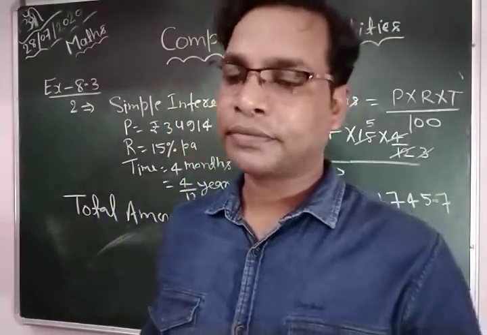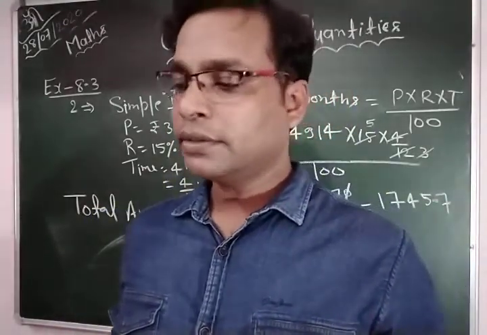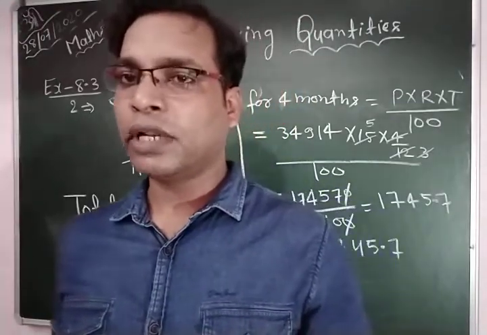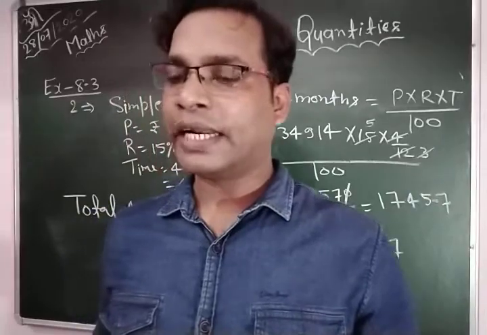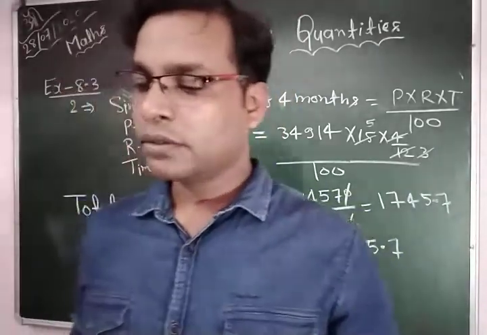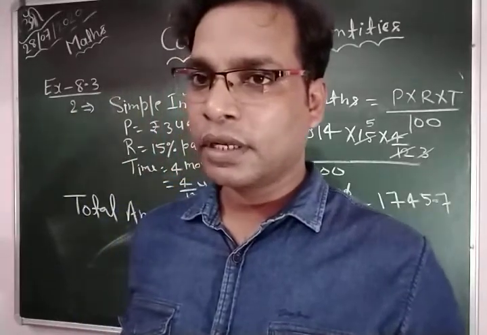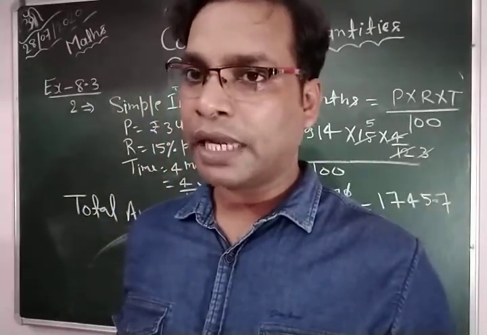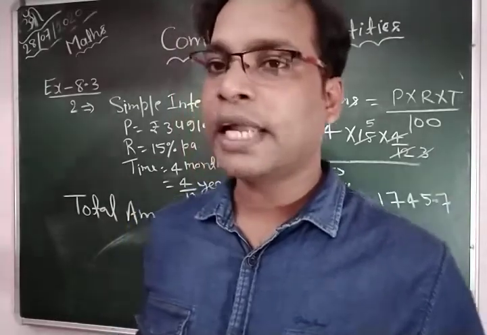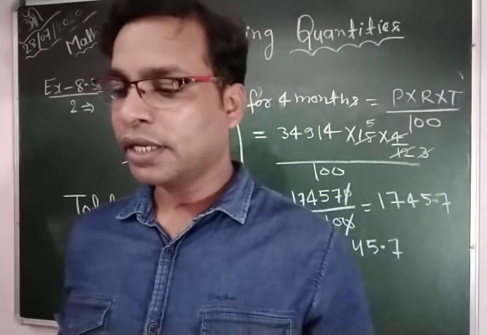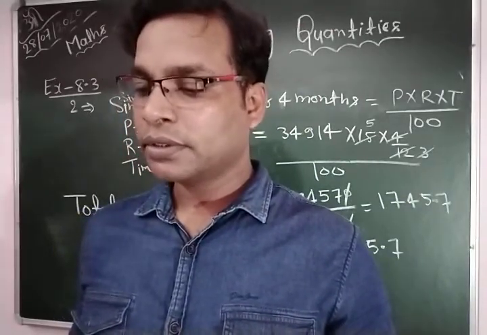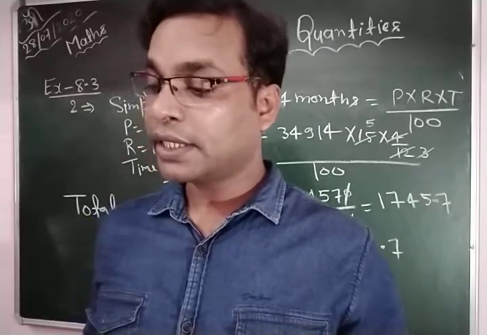Question number 3. Fabina borrows rupees 12,500 at 12% per annum for 3 years at simple interest. Okay, so here given the principal is 12,500, rate is 12% per annum, and time is 3 years for simple interest. Okay, and next condition is that Radha borrows the same amount for the same time.